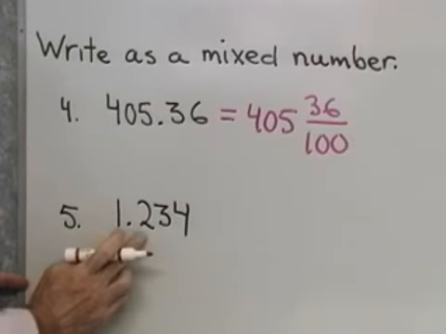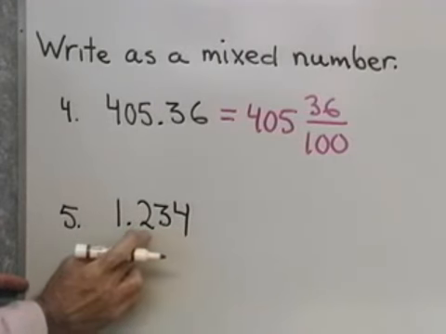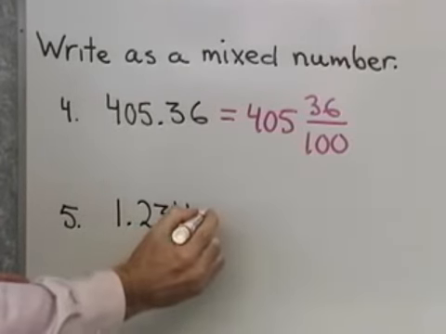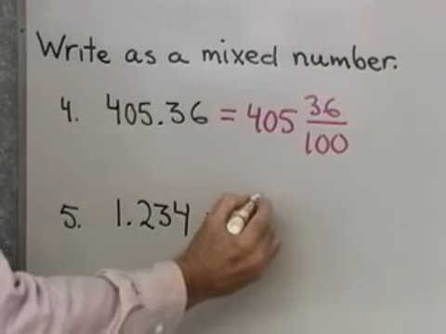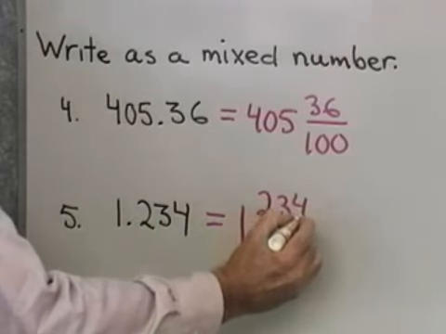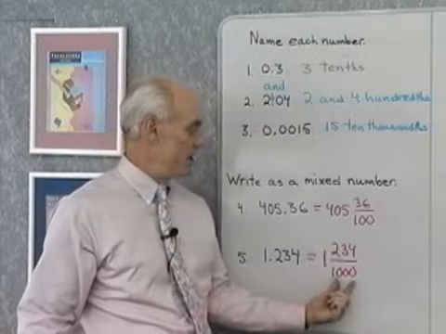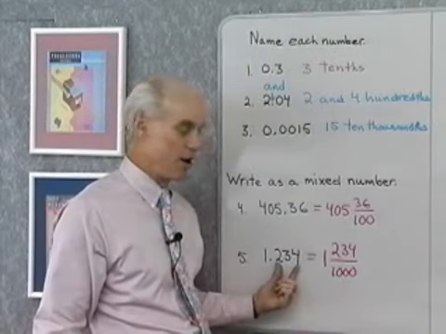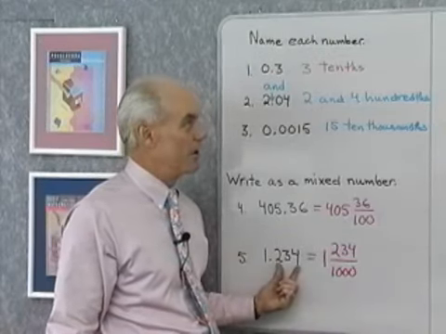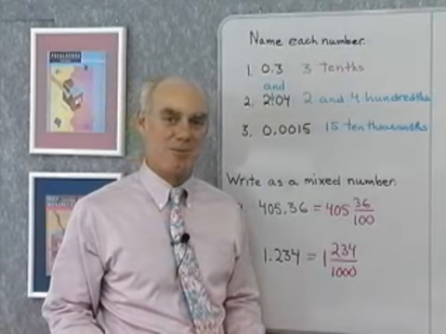This is 1 and 234 tenths, hundredths, thousandths. So this is going to be, as a mixed number, 1 and 234 thousandths. So you can see there's as many zeros in the denominator here as there are places to the right of the decimal point.